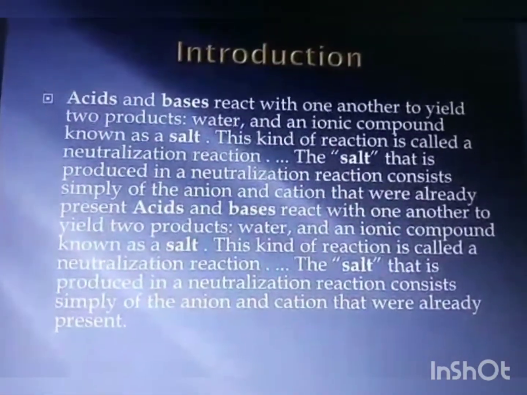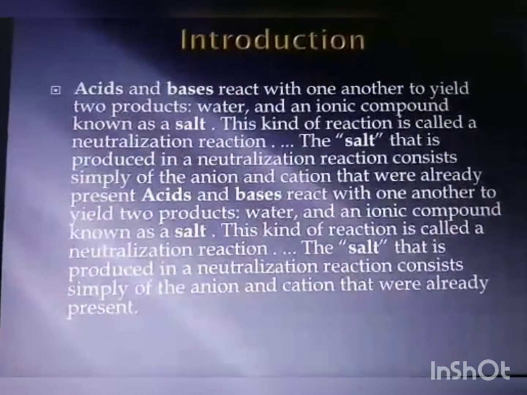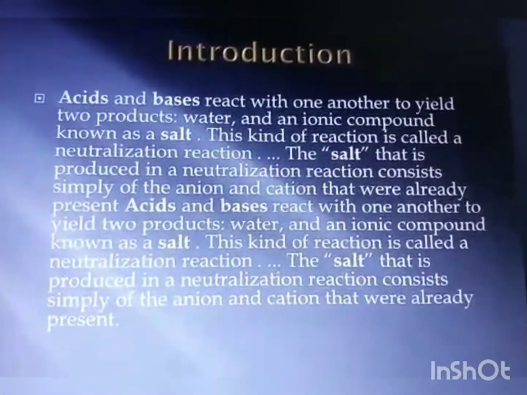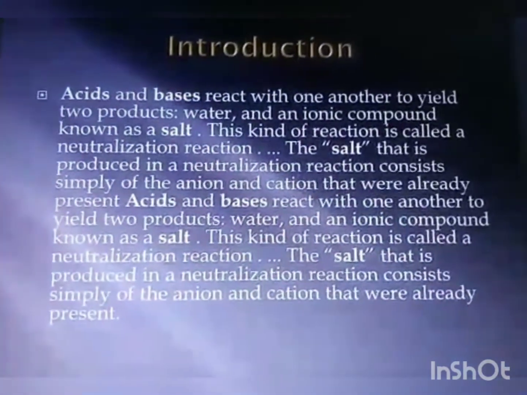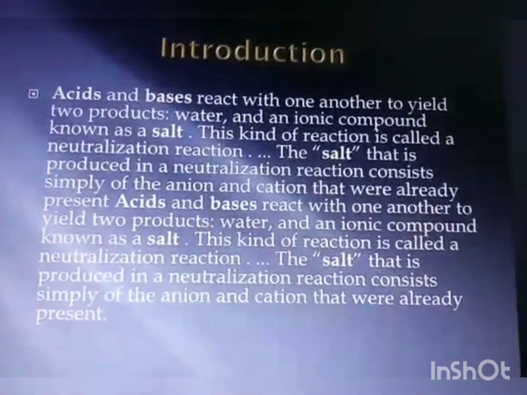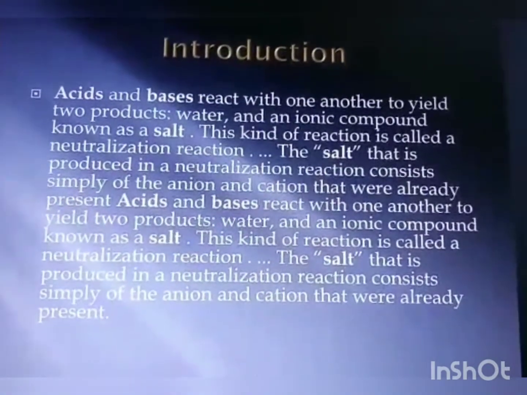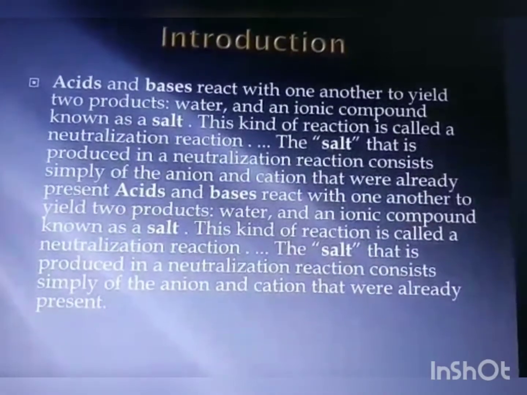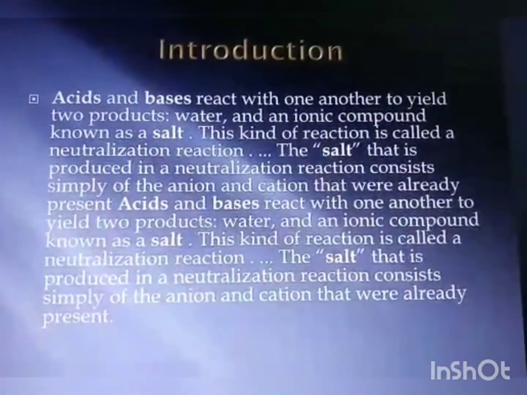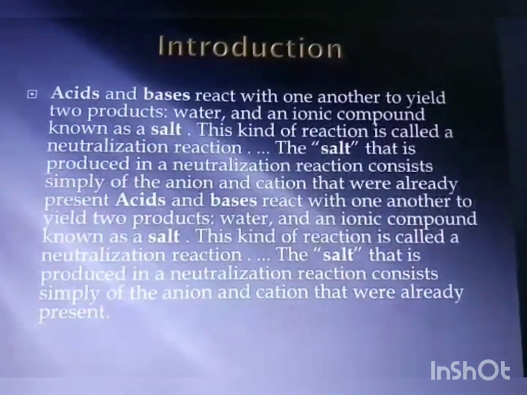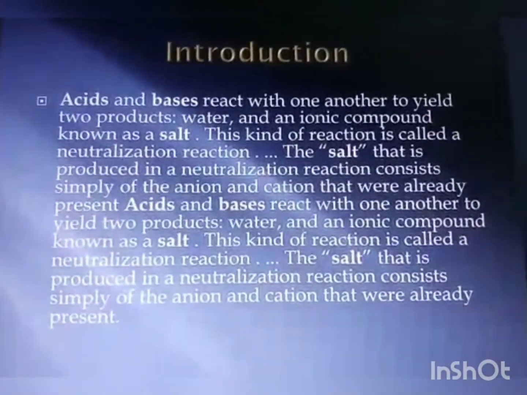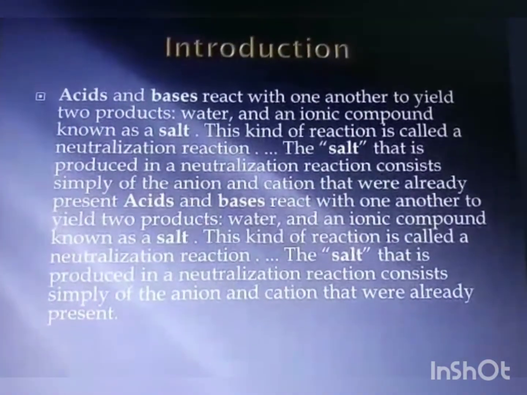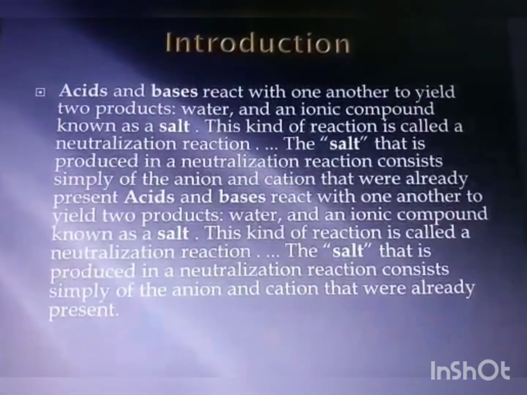Now, introduction of acids, bases and salt. Acids and bases react with one another to yield two products, that is water and an ionic compound which is known as salt. It means when acids and base react with each other, it always gives salt and water. This kind of reaction is called a neutralization reaction. The salt that is produced in a neutralization reaction consists simply of the anion and cation that were already present.